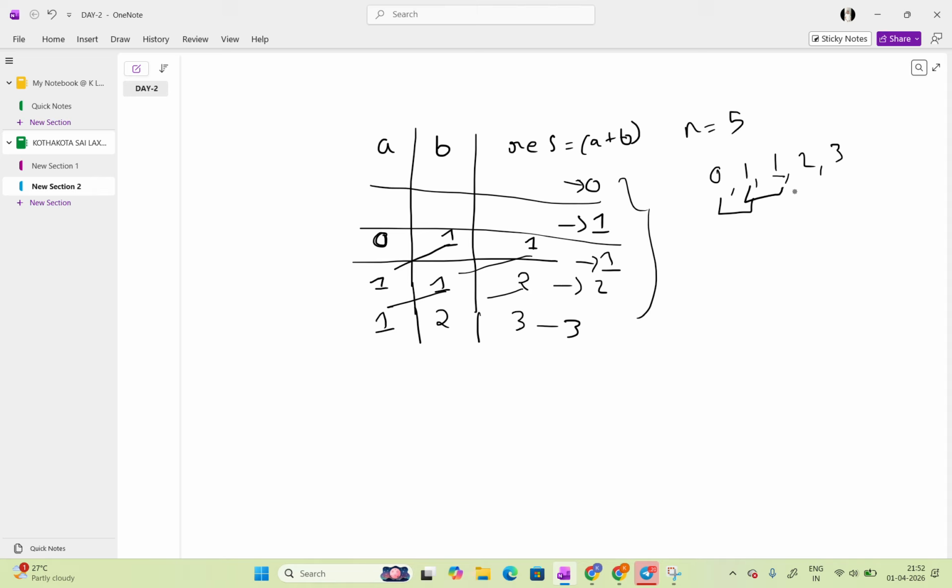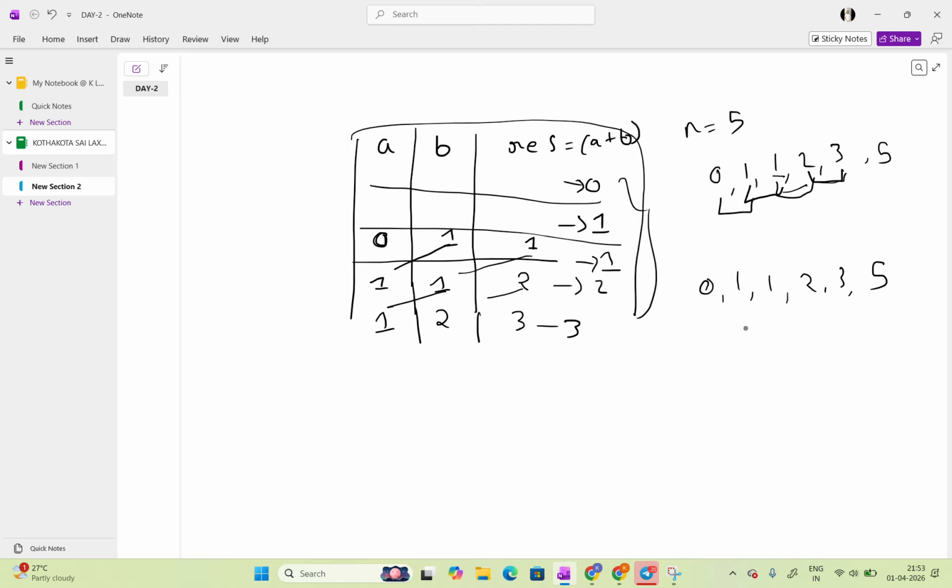Again, the sum of these two will be the resultant, and the sum of 1 plus 2 will be the next resultant. And the next number in the series, can you guess? 3 plus 2, it will be 5. I hope you got my point. So it is a very simple logic. I think by tracing this you got to understand the Fibonacci series: 0, 1, 1, 2, 3 and 5. So this is the Fibonacci series.